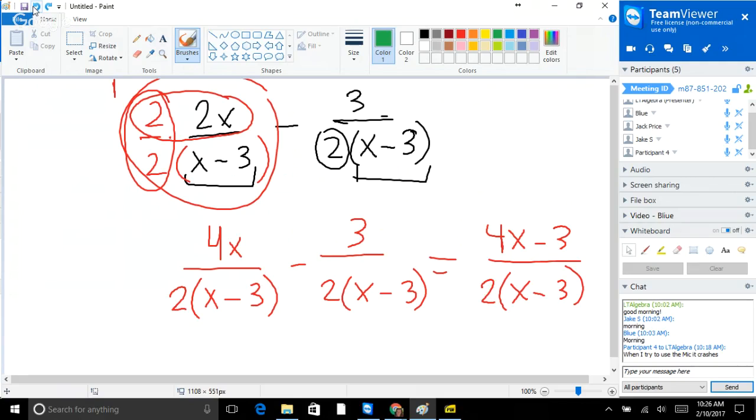So the answer is no, you can't. Don't do it. You can't because this 4 belongs to this x. The only way you could cross it off is if it was like 4 times x minus 3. So if it was out front being multiplied by everything, then you could cross them off. But the way this is written, this is as simple as it gets.